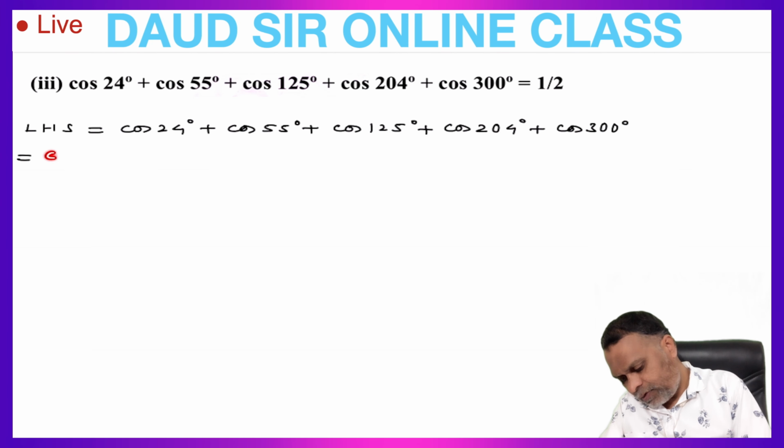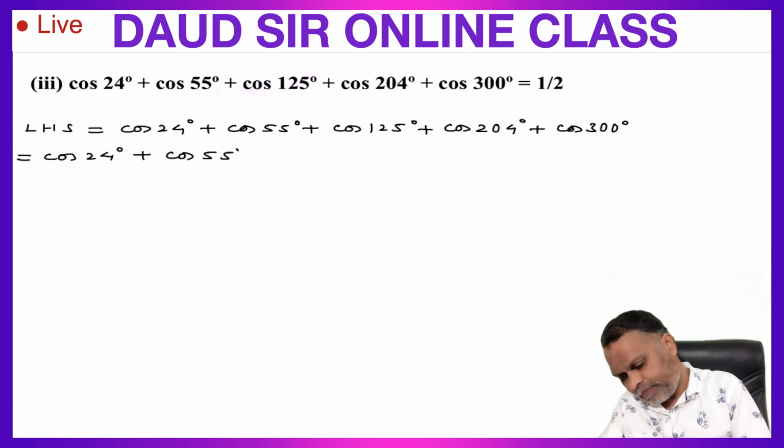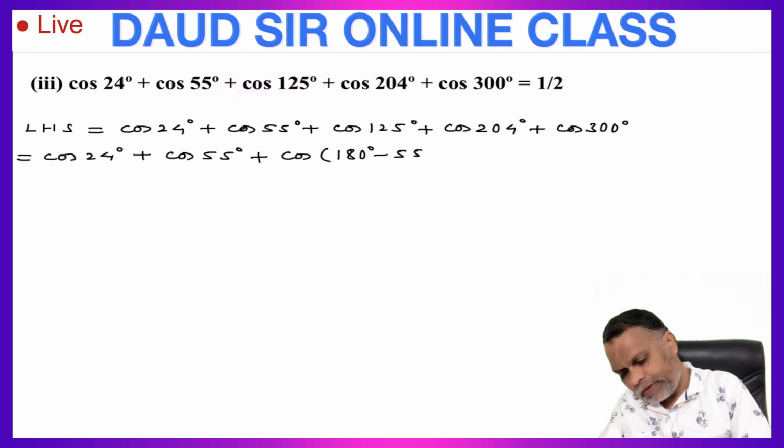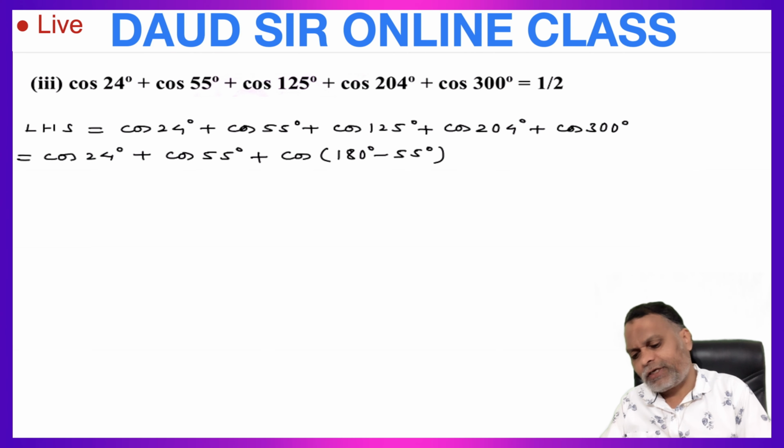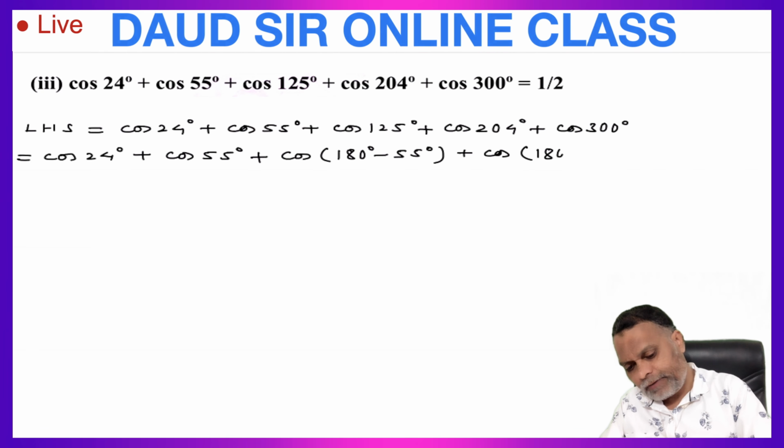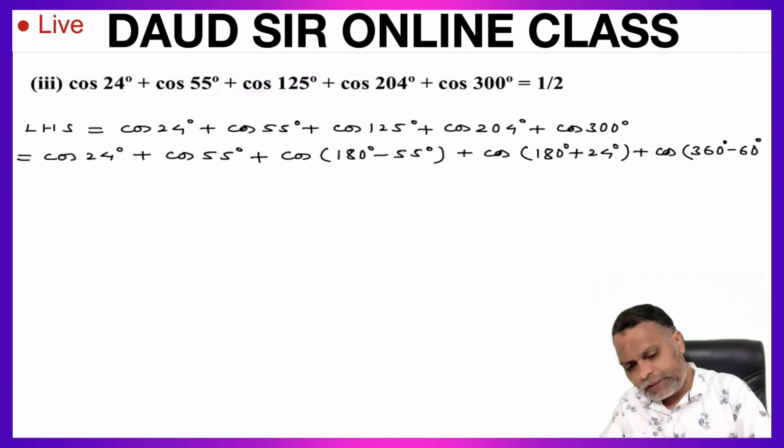So this cos 24 degree as it is, and cos 55 also as it is, plus this cos 125 we can write cos 180 degree minus 55 degree. 180 minus 55 is equal to 125. Similarly, this cos 204 can be written cos 180 degree plus 24 degree, plus cos 300 degree can be written 360 degree minus 60 degree. Now use quadrant and simplify this.